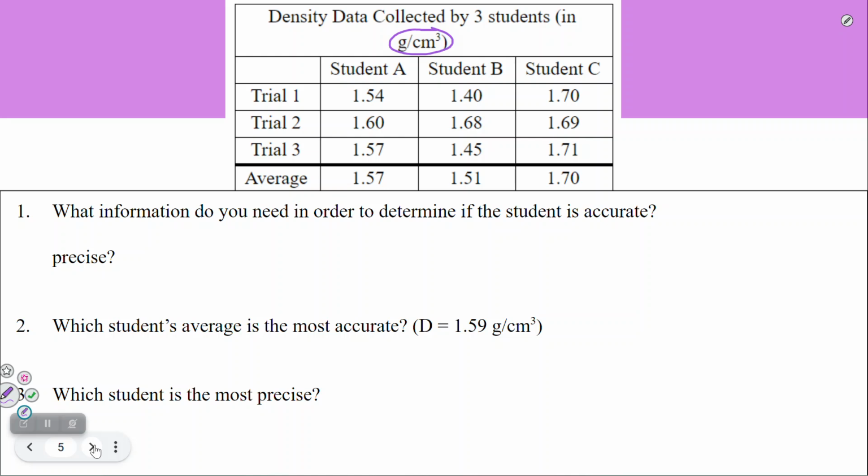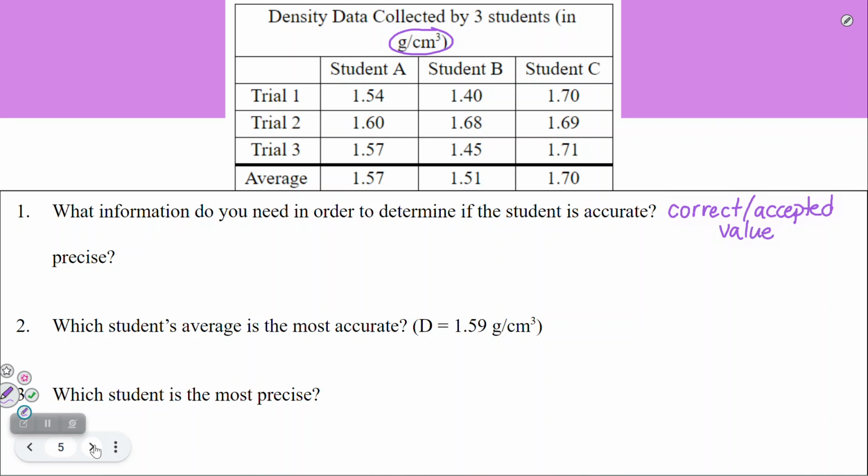So question number 1 says, what information do we need in order to determine if a student is accurate? Going back to your definition of accuracy, it says how close a measurement is to the correct or accepted value. So in order for us to know that, we need to know what the correct or accepted value is in order for us to determine accuracy.